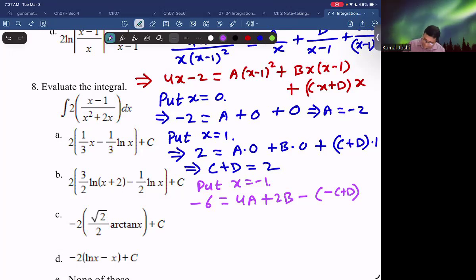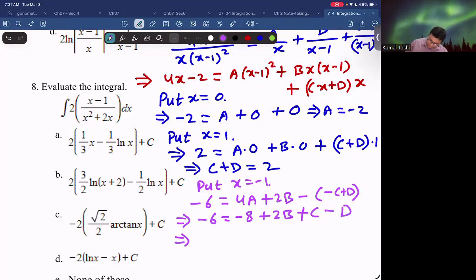Okay, and when you plug in the value of a is -2, so -6 equals -8 plus 2b plus c minus d. So that gives you 2b plus c minus d equals 2. Okay, bring the minus to the other side. Okay, you have a second equation.